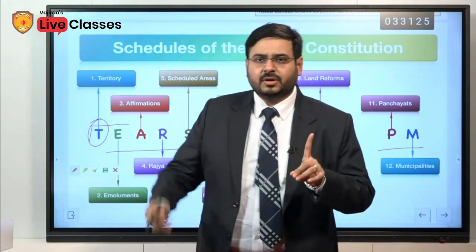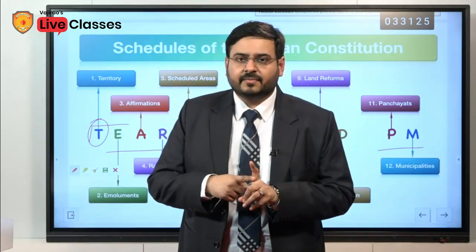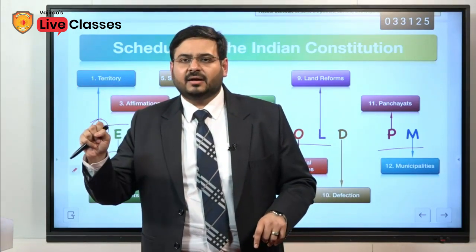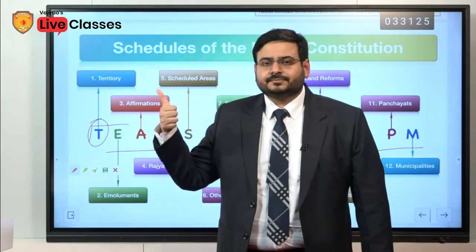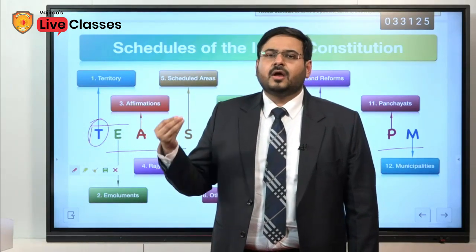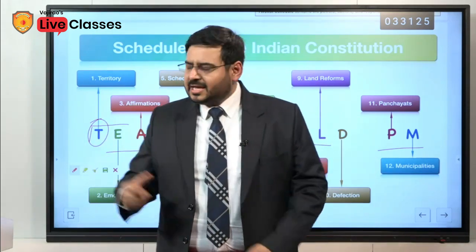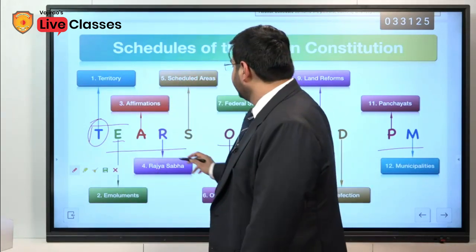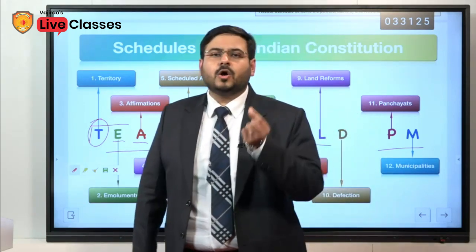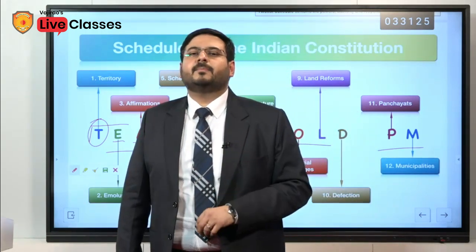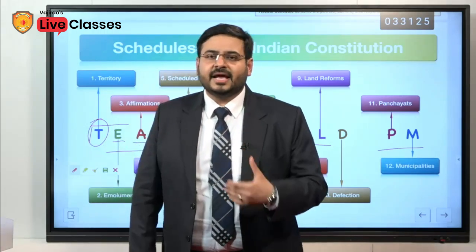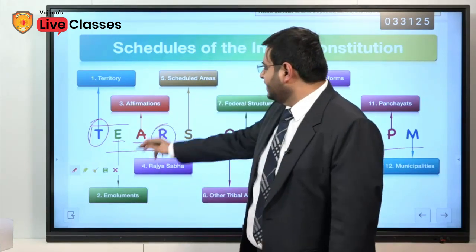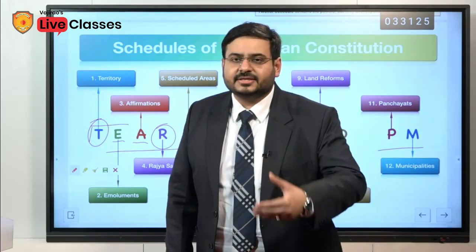Where T in the first schedule tells you about the Union and its territory. Schedule 1, Union and its territory: what is mentioned in the territory of India, what comes in the Union of India. Then the second talks about salaries and emoluments. E represents emoluments; salaries and emoluments are given under the second schedule. Then the third is represented by the oath and affirmations. The oath that the people coming to a constitutional post take before entering the office is mentioned under schedule 3. Schedule 4 represents the seats that are allocated to Rajya Sabha.